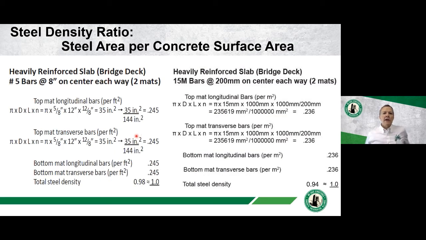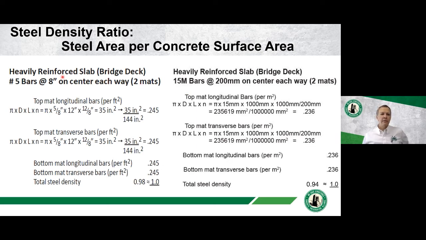So, not to take up all of the time of the webinar in running you through calculations, but just so you understand that we have a couple of worksheets available on the website to help you calculate steel density ratios. There's one in English units, and another in metric units, and I picked one of the examples from those worksheets. On the left-hand side, I have the English example. On the right-hand side, I have the metric example.